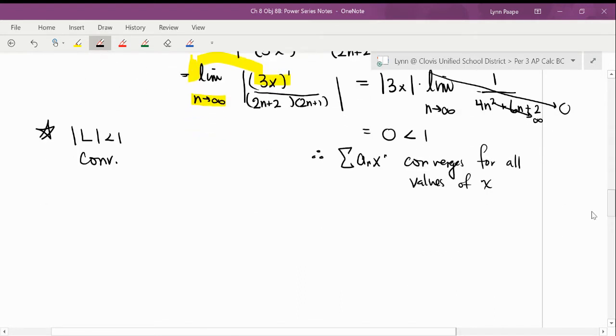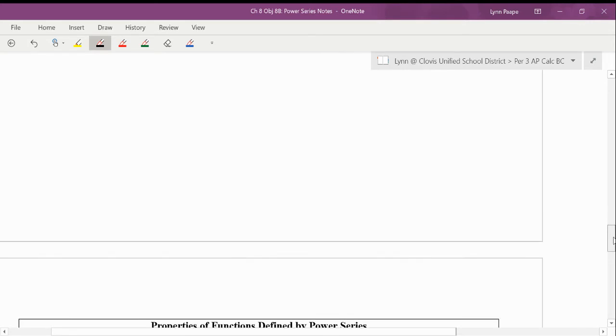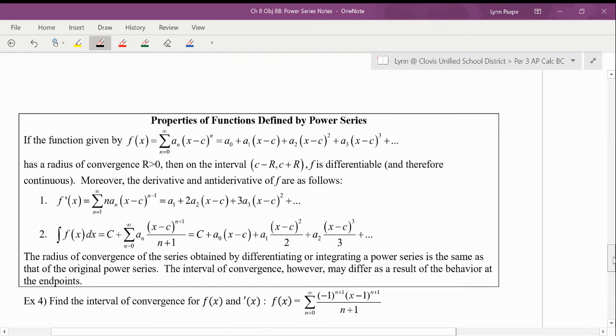And so the radius of convergence is going to be infinity, and then the interval of convergence is just going to be negative infinity to infinity, or all real numbers. And that's because that x term here is being multiplied by 0, which is going to be 0. So we don't have to solve for anything. All right.